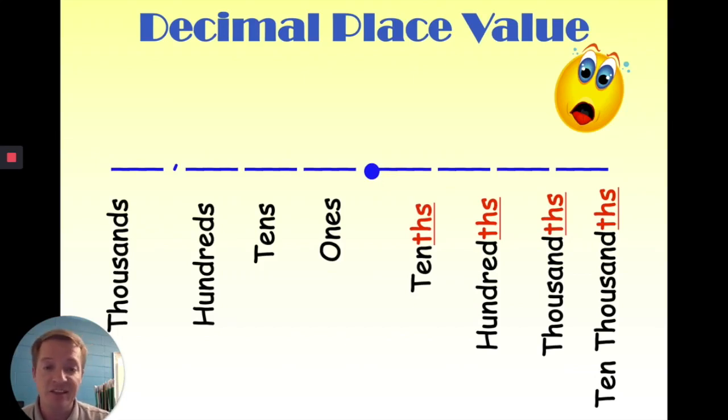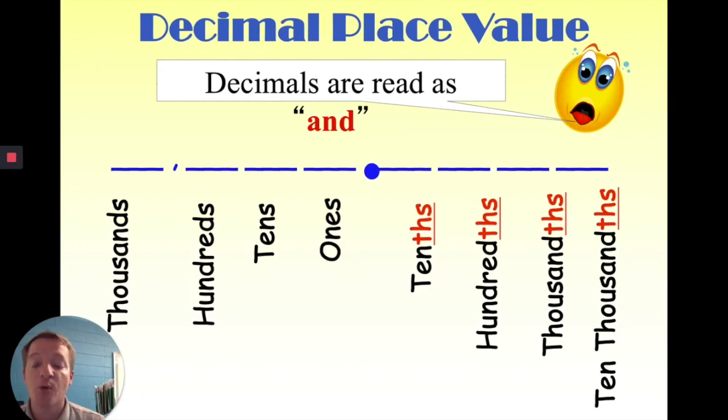So we have tenths, which is the same thing as 1/10. If I was looking at a fraction, it would just be over 10. Hundredths, because 10 times 10 is 100, would be a fraction over 100. Thousandths would be over 1,000. And ten-thousandths would be over 10,000. When we look at decimals, the decimal point is read as "and."